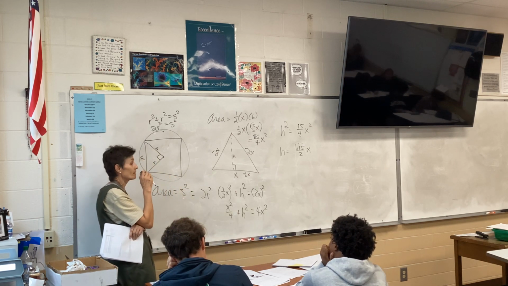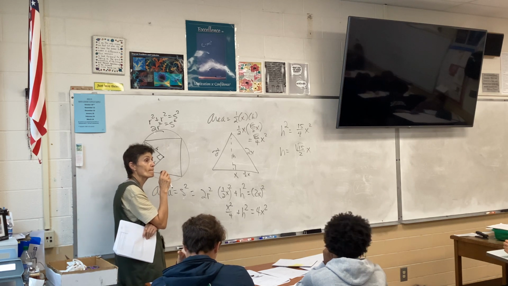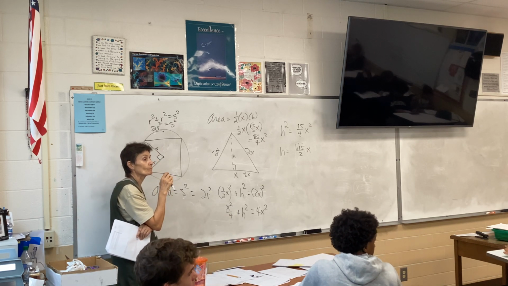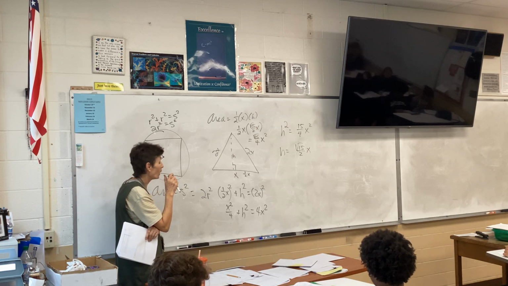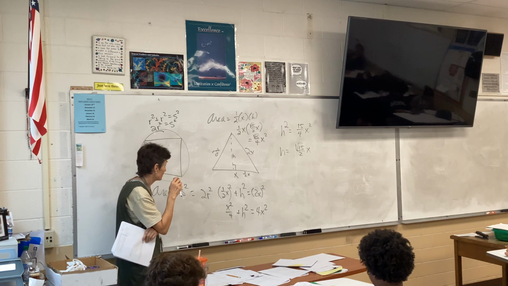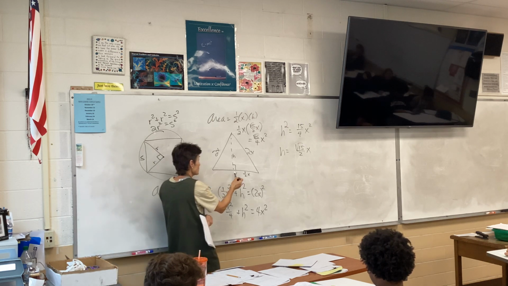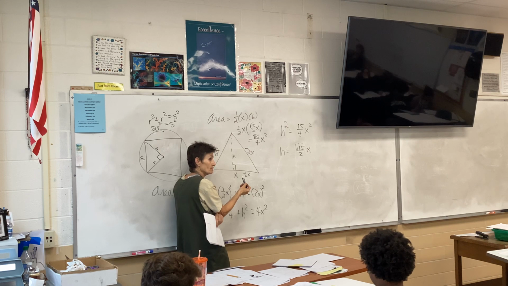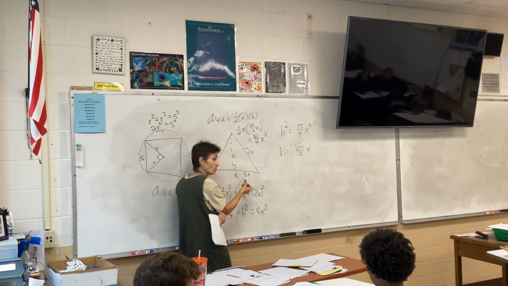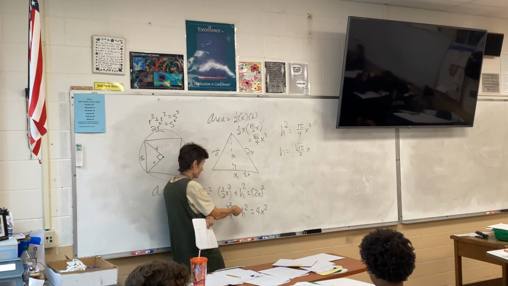Interesting. Tess? I'm figuring out x squared over 4. Got what? X squared over 4. The base is 1/2 x. I square it. 1/2 squared is 1/4. X squared is x squared.